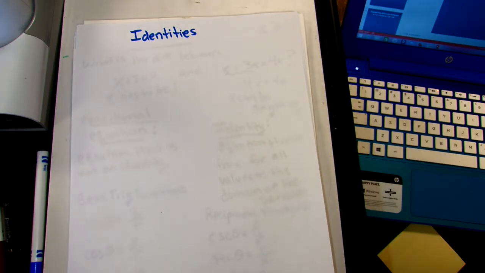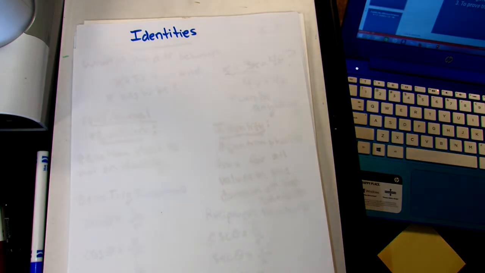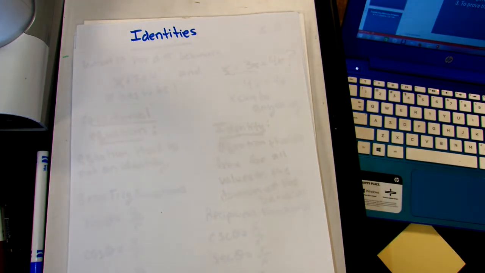Hey guys, so today we're going to talk about identities. Our objectives: first, we need to recognize what an identity is. It's just a special type of equation. We're going to state the reciprocal and Pythagorean identities. I'm going to give those to you. And then we're going to use those identities plus our trig definitions to prove trigonometric identities. So that's what we're going to do today.